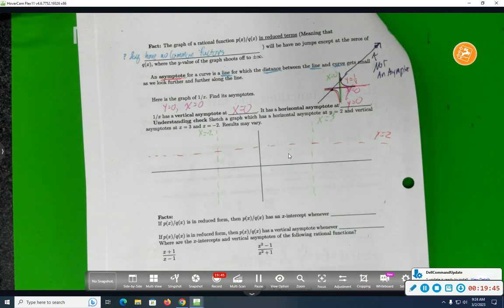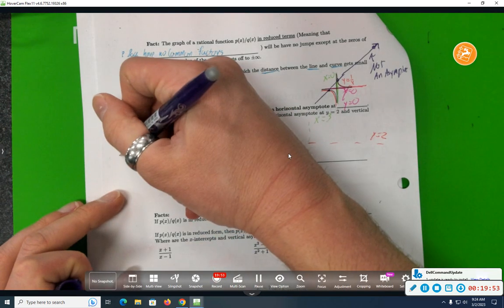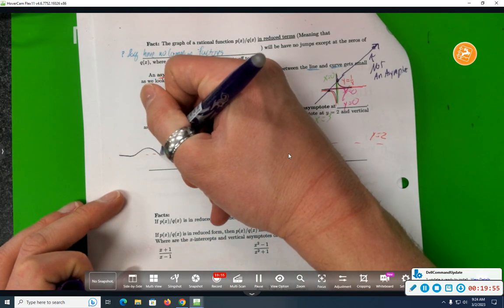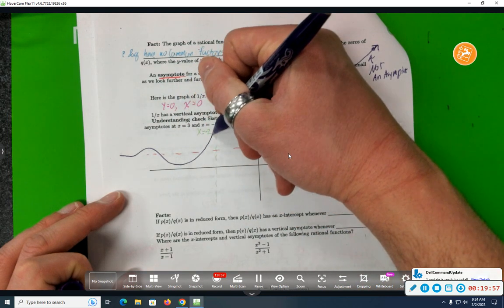So, I'll sketch a graph, and I'll see if anyone has any objections to this graph. So, let's see. We need to get close to this horizontal asymptote, so let's draw that. Maybe I'll have it do this.